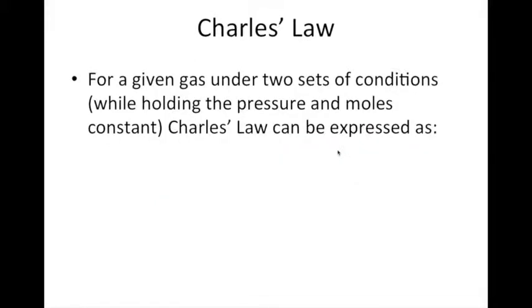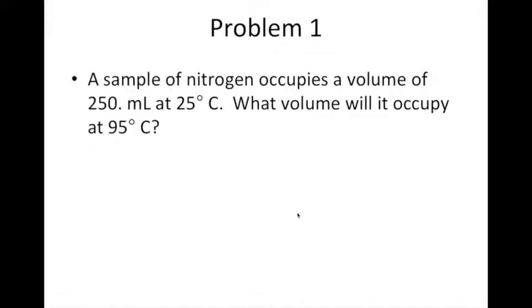So for a given gas under two sets of conditions, while holding the pressure and the moles constant, we can express Charles's law in a more useful way, as you can see here. The initial volume divided by the initial temperature will equal the final volume divided by the final temperature. So this allows us to calculate any of these variables as long as we know the other three. So let's take a look at a sample Charles's law problem. Pause the video and see if you can solve this. And remember, our temperature must be in Kelvin.